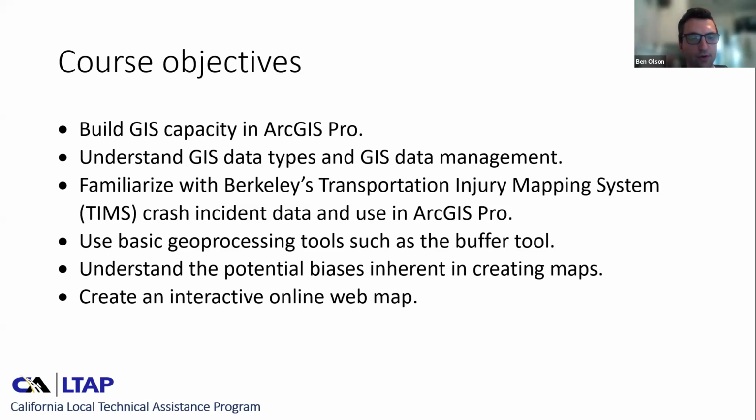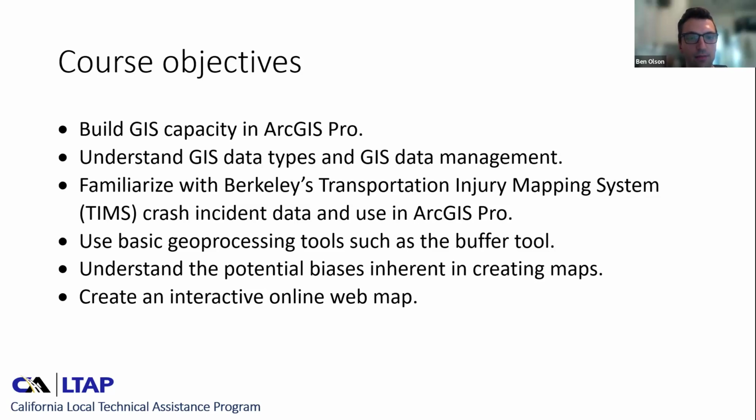In the context of that platform, we're going to have you start to understand GIS data types and GIS data management. The data set we're going to have you work with specifically for the activities is going to be from Berkeley's Transportation Injury Mapping System, as Scott mentioned. So this is crash incident data that's provided by a research center at UC Berkeley. You may or may not have heard of it before, but that'll be part of the activity today.